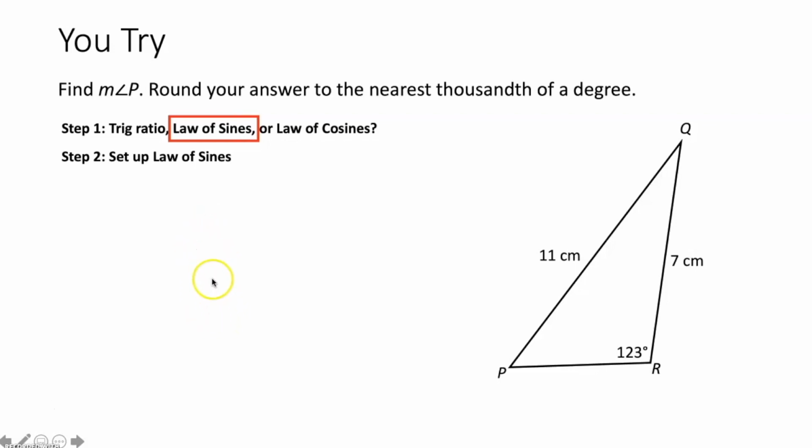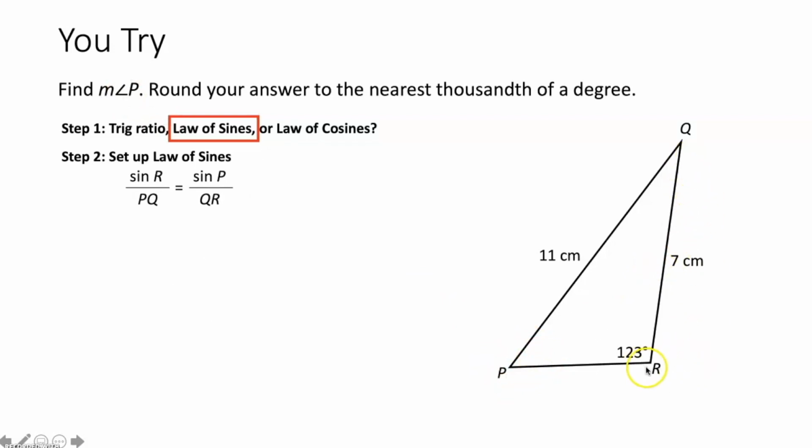I want to use both of those given measures. So where are we given that in our figure? Well, we're given the measure of angle R and the length of the side opposite, the measure of segment PQ. So that's going to be my first ratio. Sine of R over the measure of segment PQ is equal to, now which angle are we trying to find? We're trying to find the measure of angle P. So it'll be the sine of angle P over the length of the side opposite, the measure of segment QR.